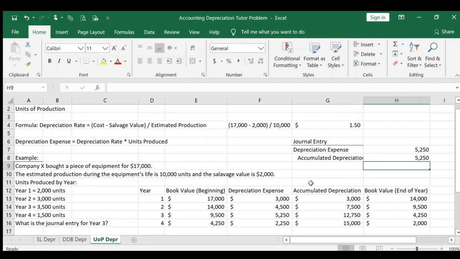And if your book value at the end of the year equals your salvage value, that should mean that you've used up all of your units of production during the piece of equipment's lifespan. So like in this case, we used 10,000 units and the equipment's life was 10,000 units.